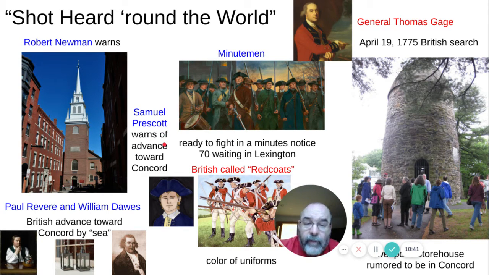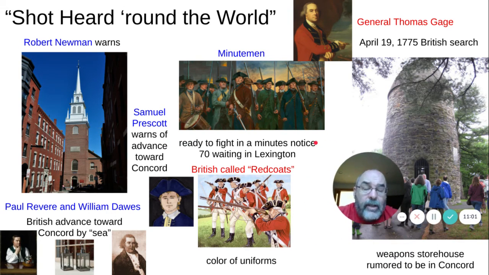The reason why we're able to keep the guns, the ammunition, the gunpowder, and everything else safe, the only reason why, is because Prescott actually made it. He's the one that warns of the advance on towards Concord. Revere gets captured by a British patrol. Dawes falls off his horse and hurts his ankle and has to go back to Britain. And it's Prescott who actually makes it all the way there. So Prescott makes it to Concord, and we're able to hide the guns.